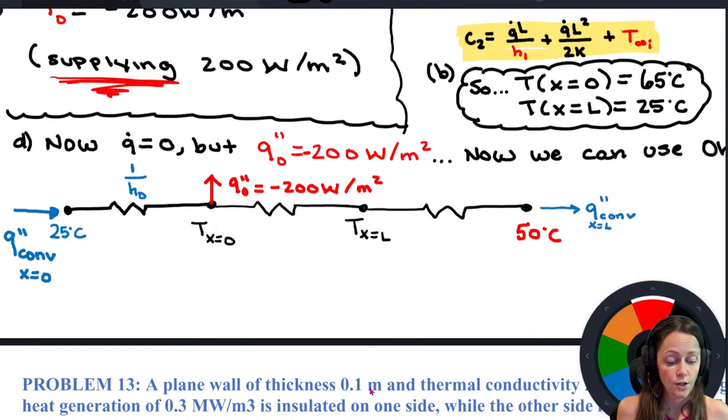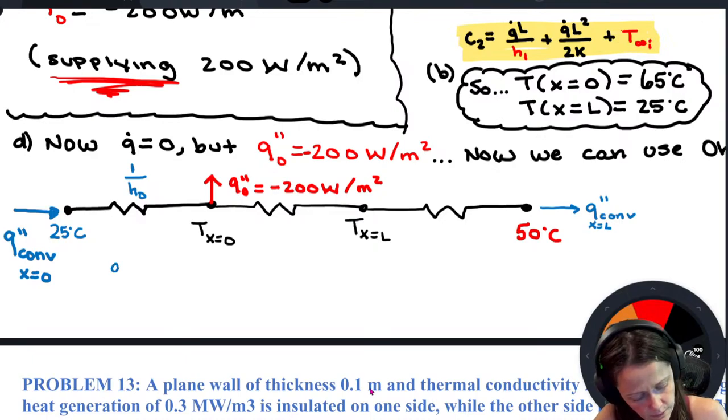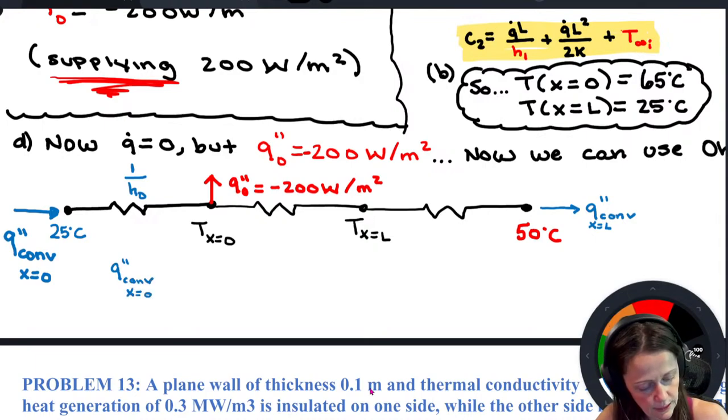All right. So now you can see that what's flowing in from the left-hand side, the way that I've got my arrows drawn, they branch off. And so I can see that q by convection at x equals 0 is going to be equal to my q naught plus this guy, q by convection at x equals L.